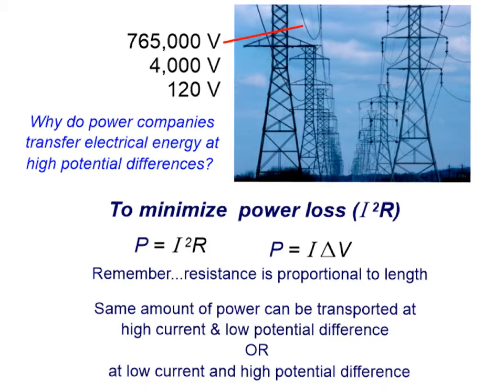Then once that electrical energy gets to a city or some other central location, a transformer will reduce the voltage to about 4,000 volts, and then another transformer will reduce that again to your home to that familiar 120 volts that you're so accustomed to using.